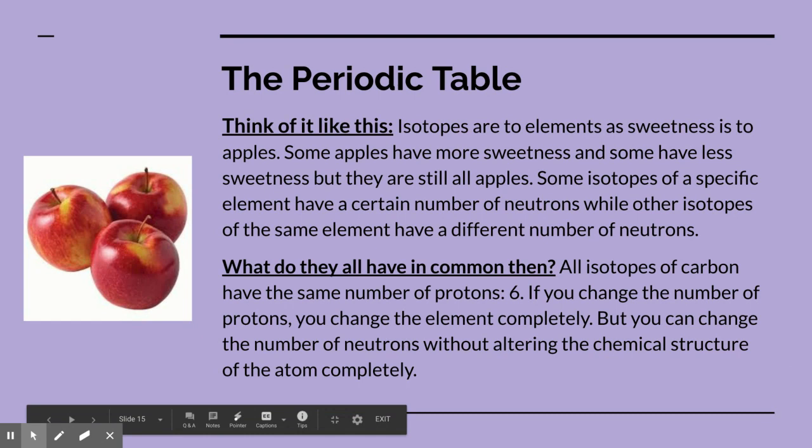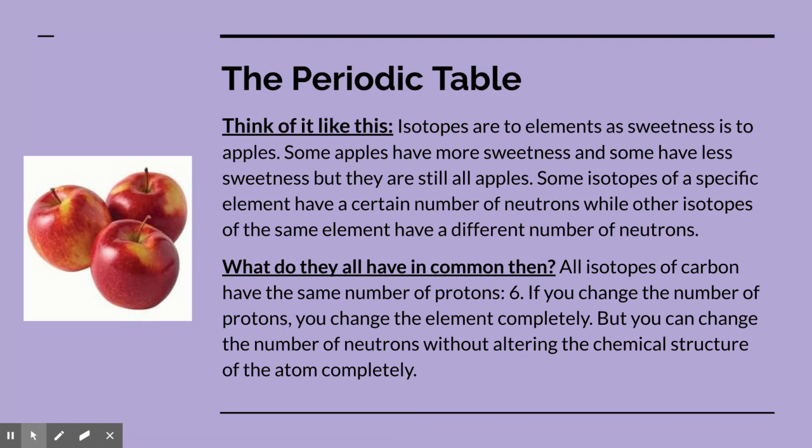So again, what do they all have in common? All isotopes of carbon have the same number of protons, which is 6. If you change the number of protons, you change the element completely. But you can change the number of neutrons without altering the chemical structure of the atom completely. So think of it this way: if you took away one proton from a carbon atom, you now have boron. If you increased the number of protons by 1 in a carbon atom, you now have nitrogen.